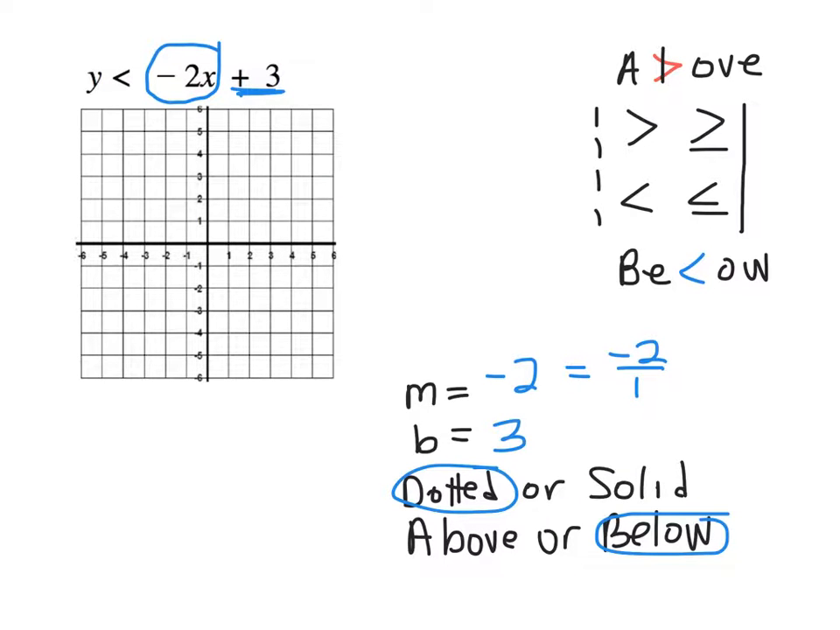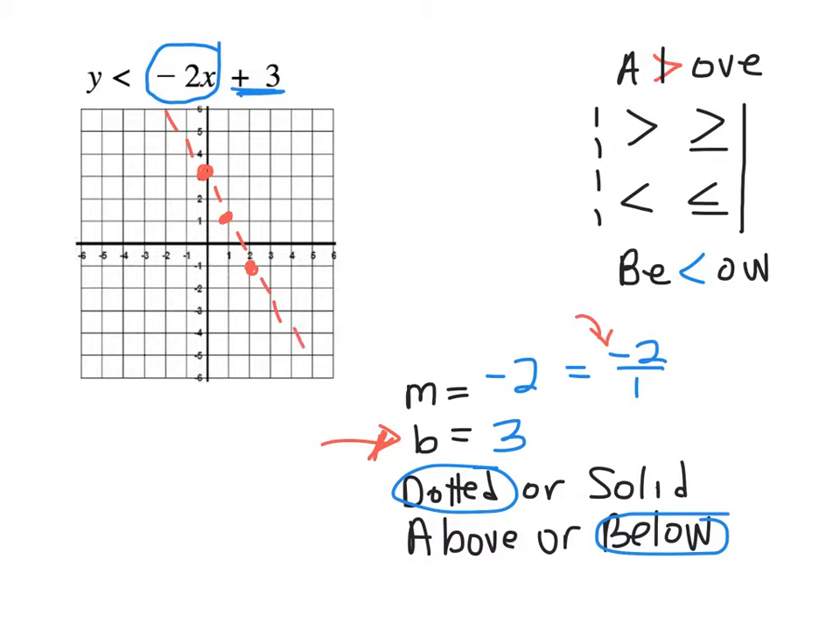So I always start at my beginning, at my B, which is +3, and I'm going to put a dot. And then I'm going to count my rise over run. So if I notice, my rise is a negative number, so I'm going to go down. So I go down 2, but I always run to the right 1. I'm going to count one more, down 2 and over 1. And now I can draw my line, but I know my line is dotted. So I'll make my little dashed line.